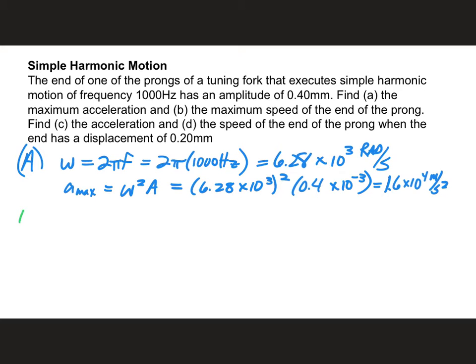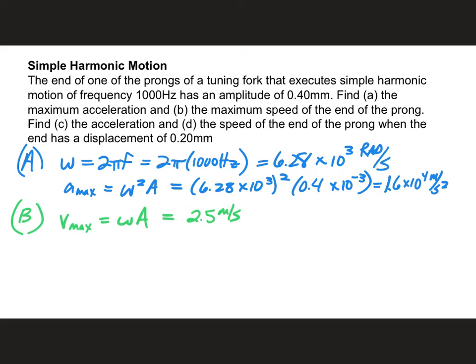So there we have part A, the max acceleration, and the max speed. Again, this is just our angular version of v equals omega r. If you plug and chug those numbers, you're going to get 2.5 meters per second. Again, the goal of the lecture isn't so much to do every step of the mathematics, especially if it's simple. Take that 6.28 times 10 to the 3 times the amplitude, and you'll get 2.5 meters per second.